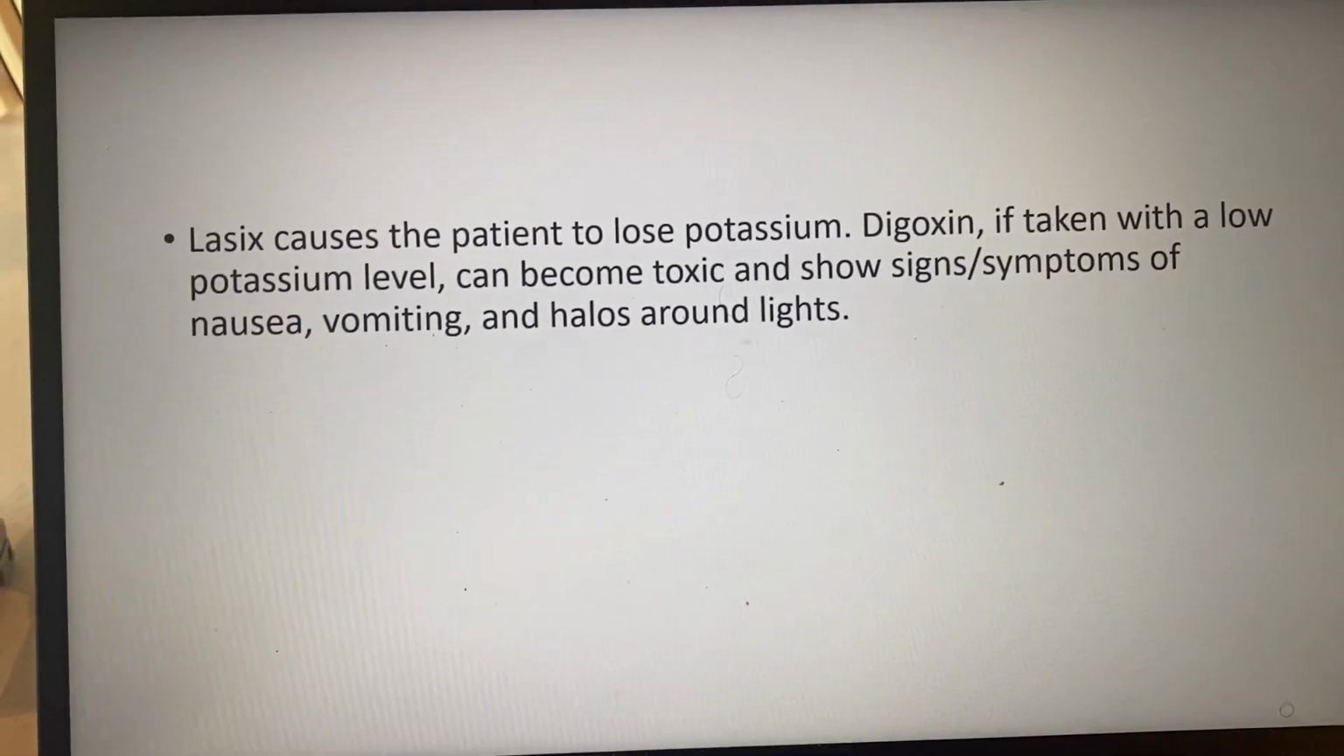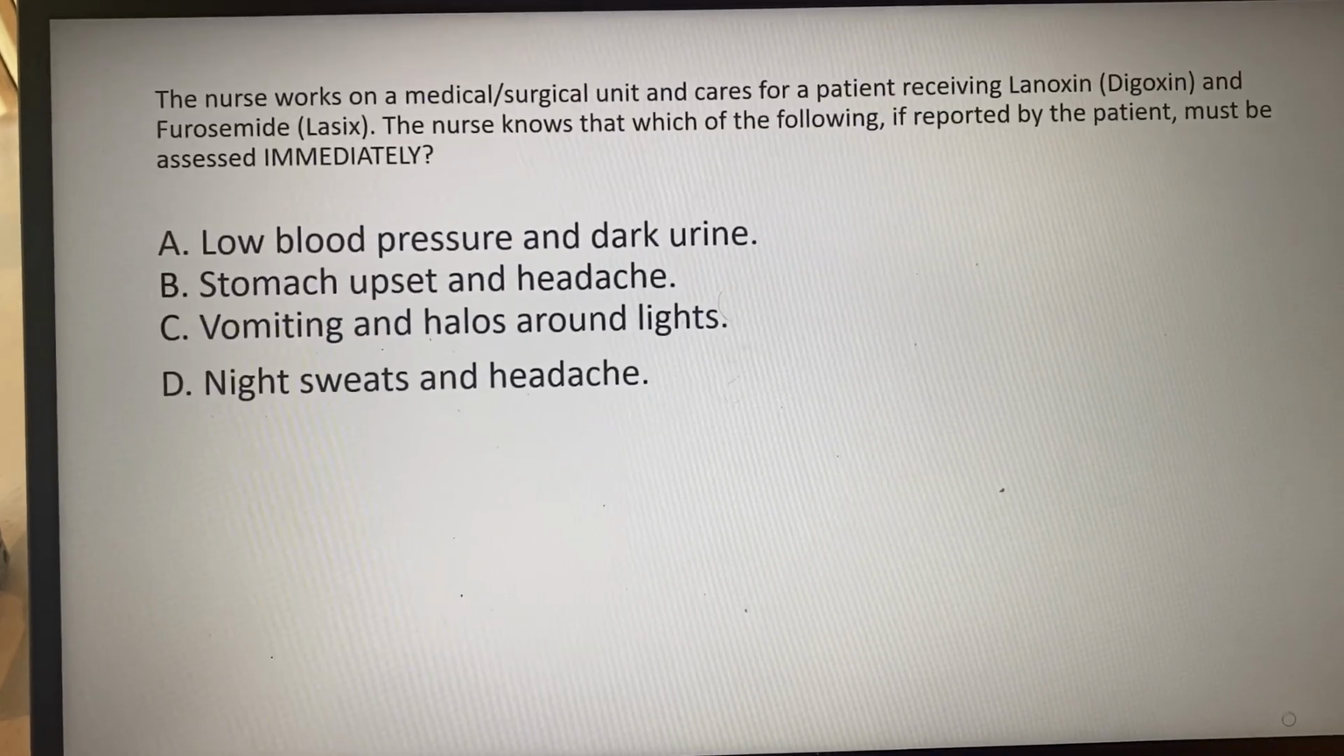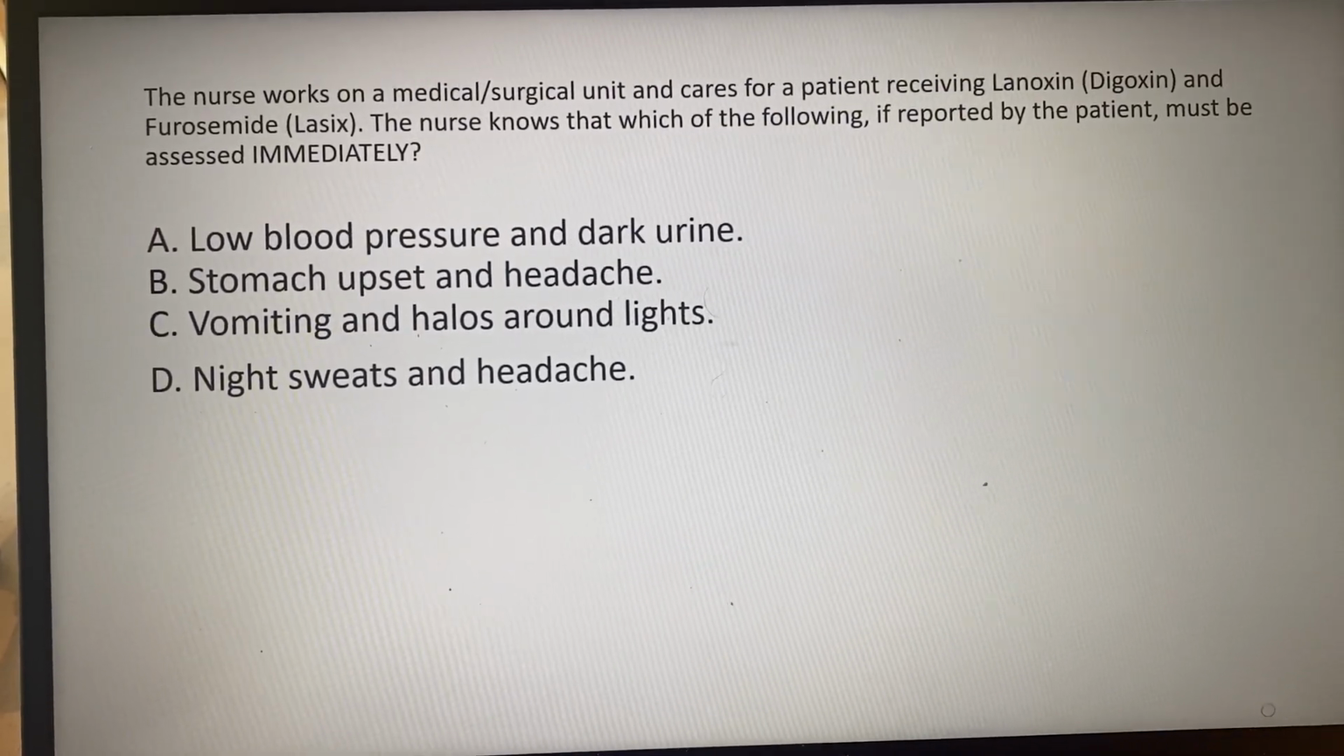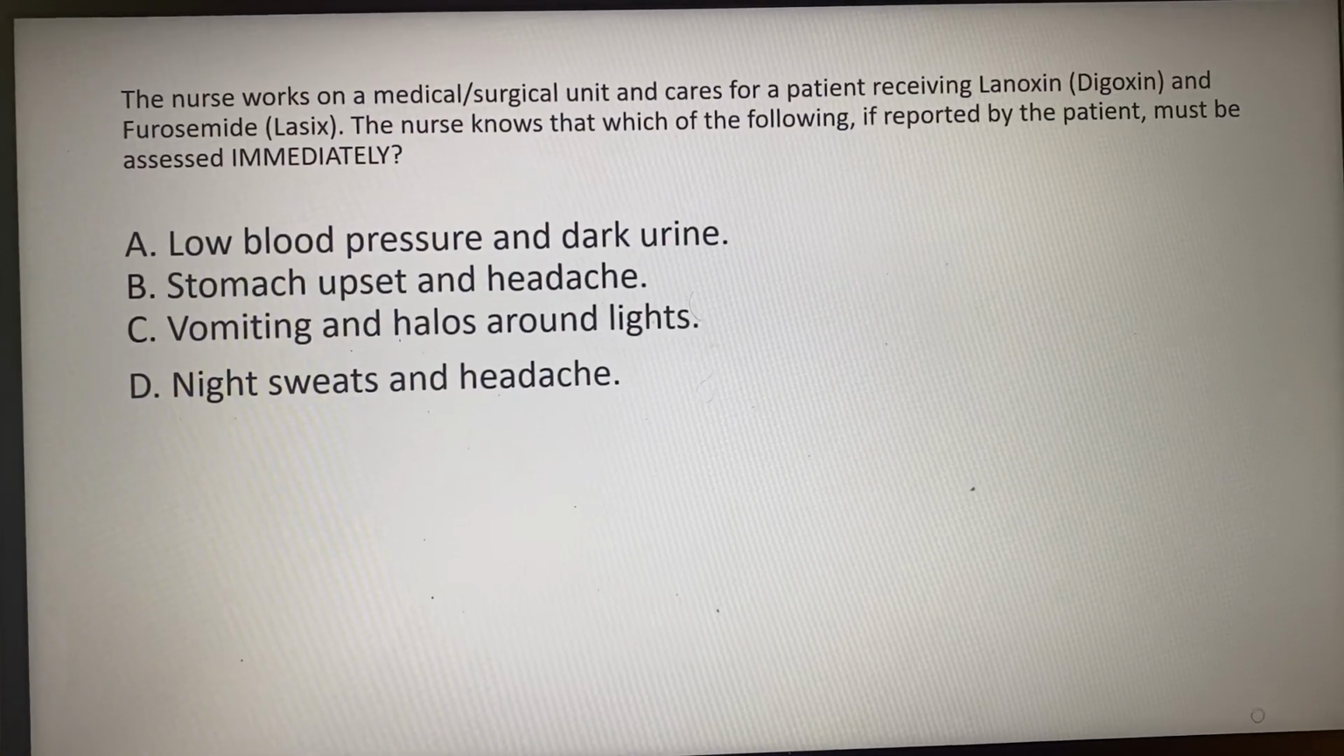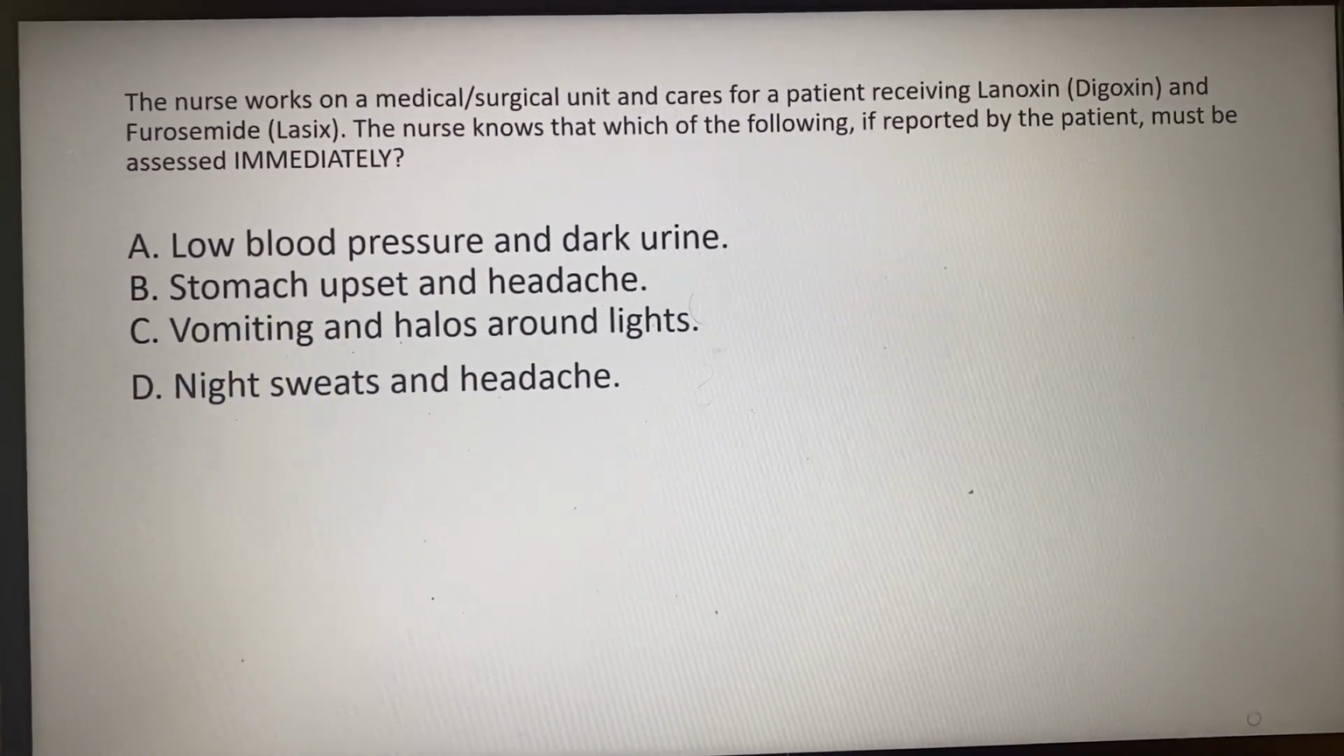So again, look at the relationship. What is that question asking you? It's medications and assessment, medication and tests, conditions. What is it asking you?